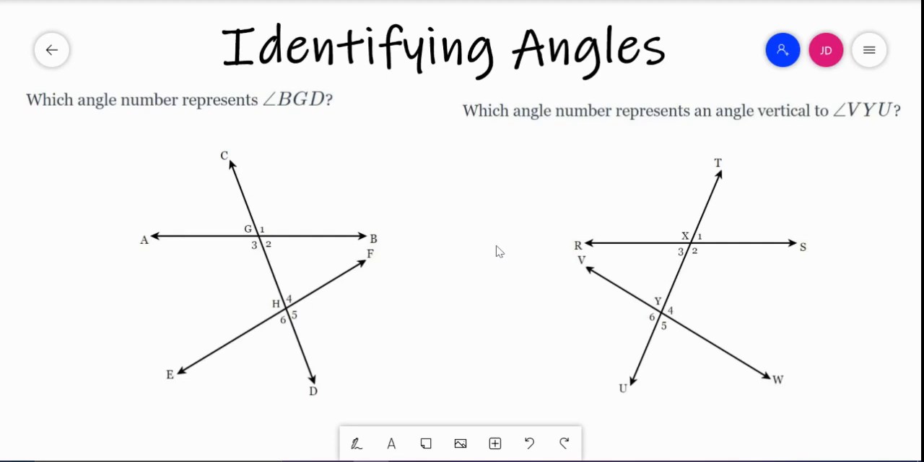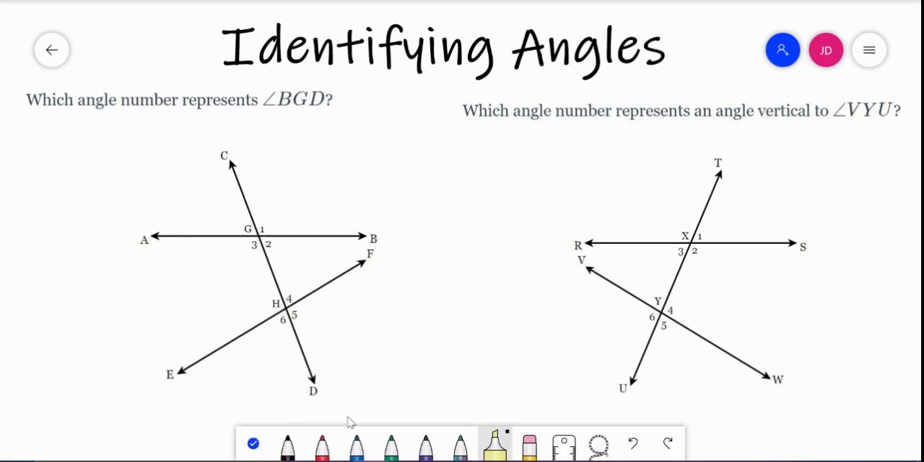Now, angles are usually represented with three letters. Like this first one right here, we have B, G, D. The G, the middle one, is the most important. It's the vertex. It's going to show us how our angle is formed. Basically, you just go in order and trace with the order of the letters. So you have B, G, D. So here's B, here's G, here's D.